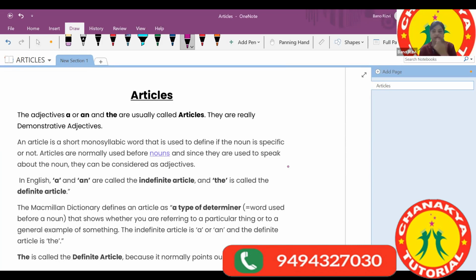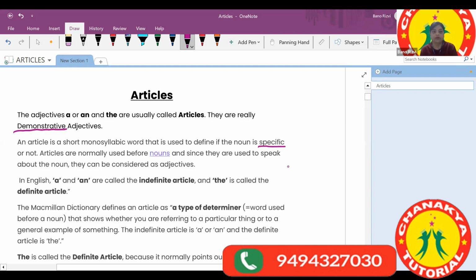definition questions here, but we will start with the definition of articles. The adjectives a and the are usually called articles. Now they are really actually demonstrative adjectives. Now an article is a short non-syllable word, and it is used to define if the noun is specific or not. If it is specific or not.